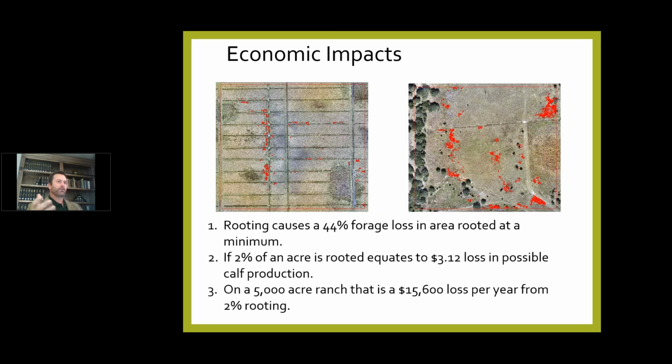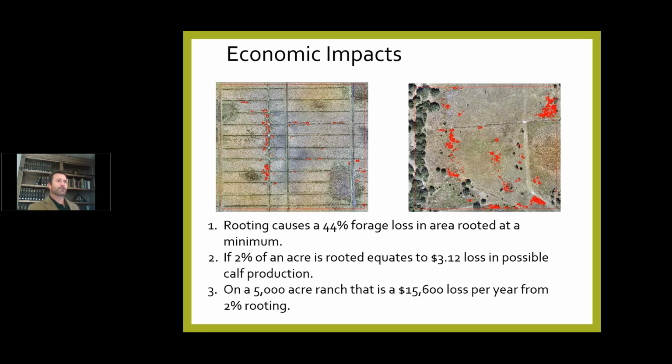So those of you out there, how much can you produce off 100 acres? How many calves could you produce? Yeah, calves. 50. Damn, I'm coming to your place. So 50 calves off 100 acres. So you're losing that product on a 5,000 acre ranch. If 2% of it's rooted, that's what you're losing. The ability to produce 50 calves.